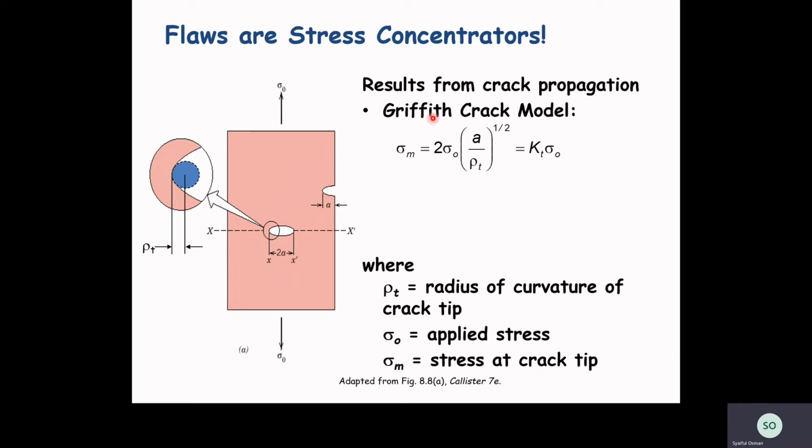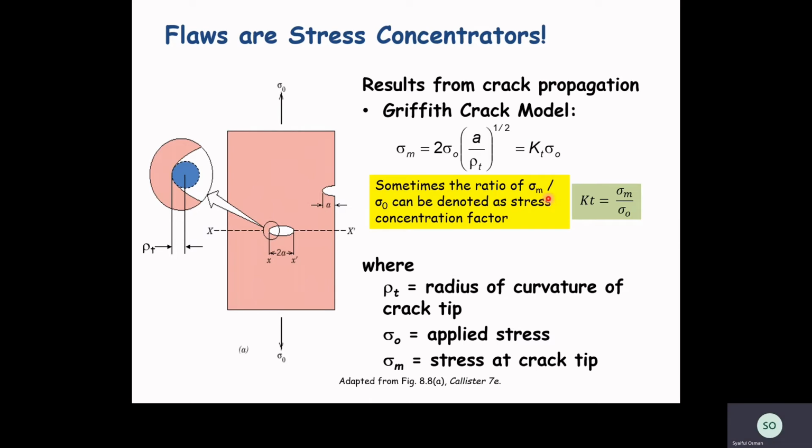So here we have sigma m. Sigma m is the stress at the crack tip, equal to 2 times sigma naught, where sigma naught is the applied stress, times the square root of a divided by rho sub t. a is the half size of our crack here, and rho sub t is the radius of curvature of the crack tip. And sometimes the ratio of sigma m divided by sigma naught can be denoted as the stress concentration factor, that is K sub T.